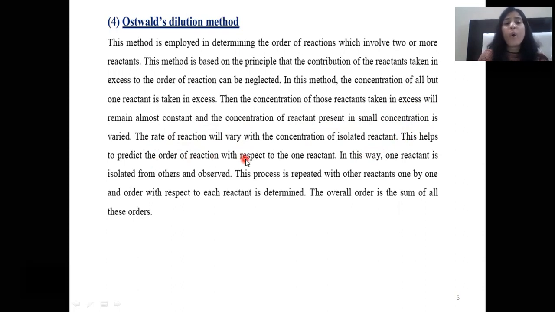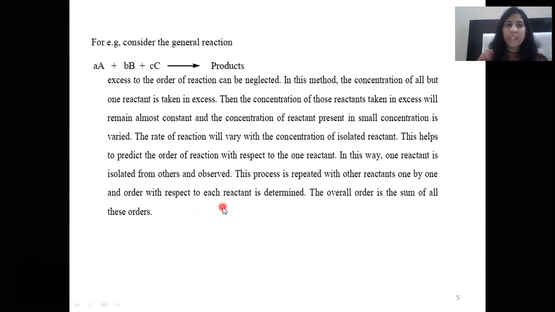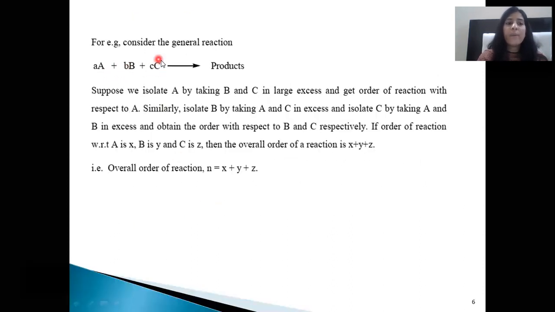This helps to predict the order of reaction with respect to one reactant. In this way, one reactant is isolated from others and observed. This process is repeated with other reactants one by one and the order with respect to each reactant is determined. The overall order is the sum of all these orders. Let us take an example to explain this method. Here we take aA plus bB plus cC which gives product. Here capital A, B, C are reactants and small a, b, c are their coefficients respectively.